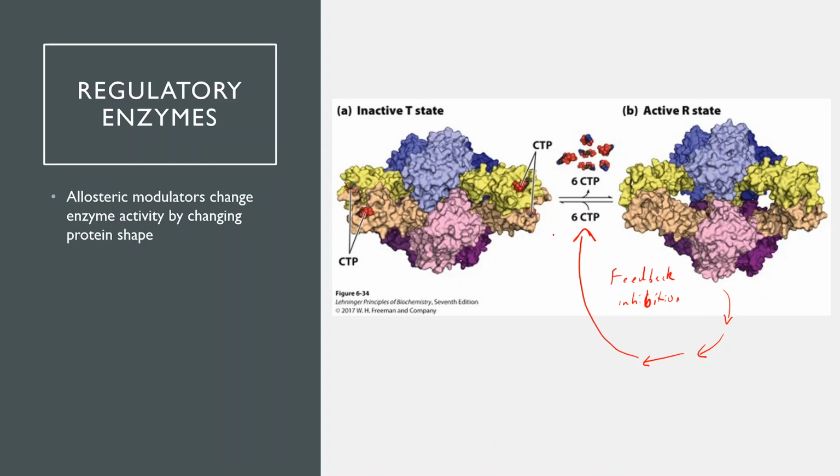So this is a way for the cell to tell this enzyme that it's got enough of this stuff. So it's got enough CTP. Therefore, this enzyme doesn't need to keep working. It doesn't need to keep making its product. So it's a way of shutting itself down, essentially. It's almost a self-regulating enzyme.